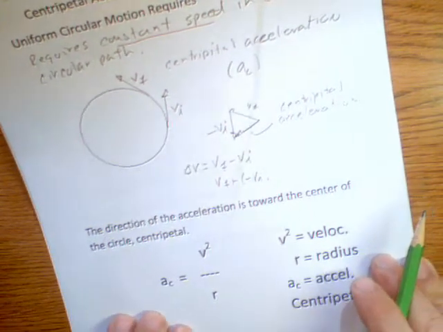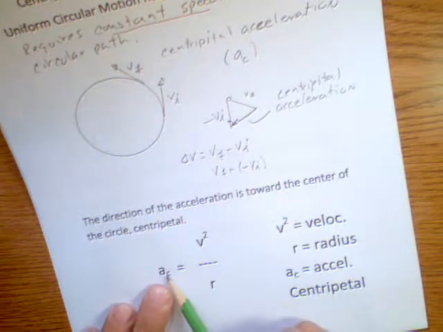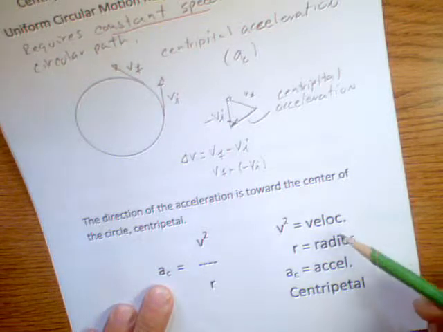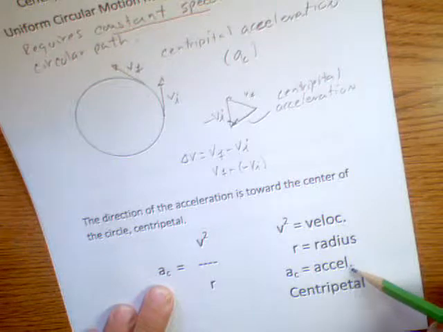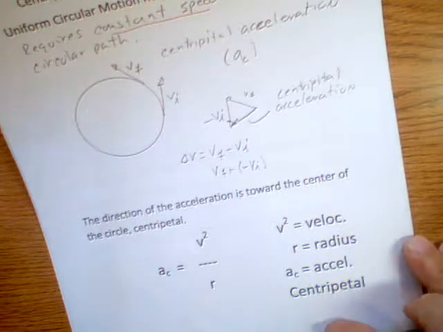Now, the equation for centripetal acceleration is velocity squared over radius. So v squared is velocity, r is radius, and a sub c is, as I already said, centripetal acceleration. Right.